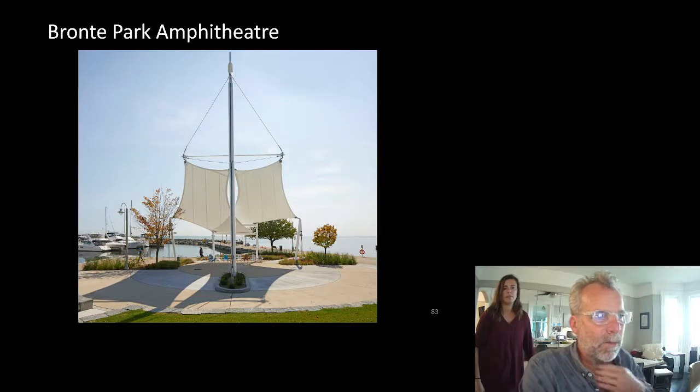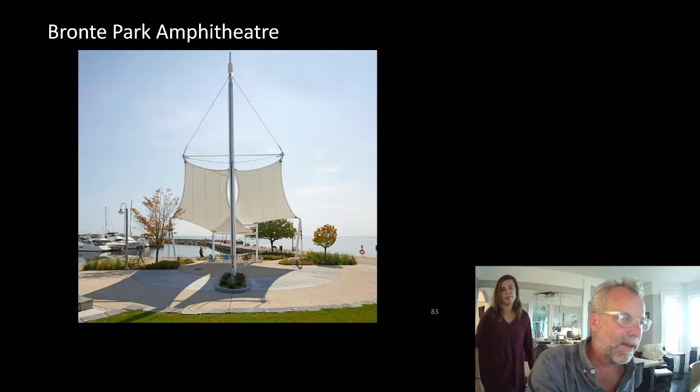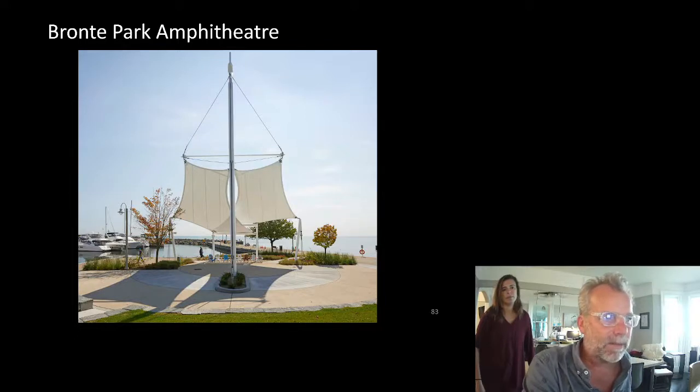This is one that I did in Bronte Park in Oakville. This is a tensile fabric canopy that's intended. You can see that it's right beside a marina, so it was intended to evoke the sailboats that were adjacent. There's some really interesting detailing on this particular project. But I think if we have opportunity to do the fabric lecture, we can talk about that.